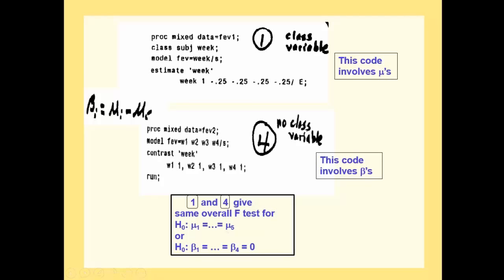So that's what you can do. There are 2 ways you can do a test, and if you don't have the variable defined as a class variable, you're going to have to actually write a contrast statement. That's what this does.